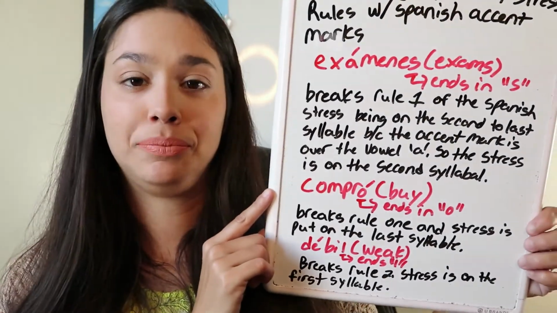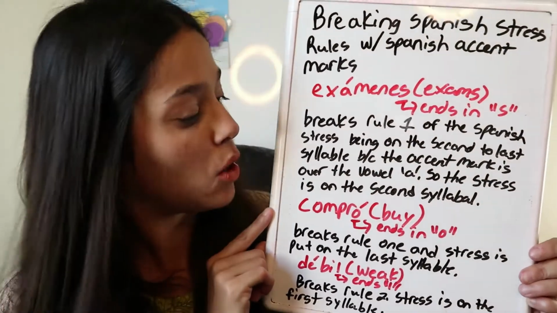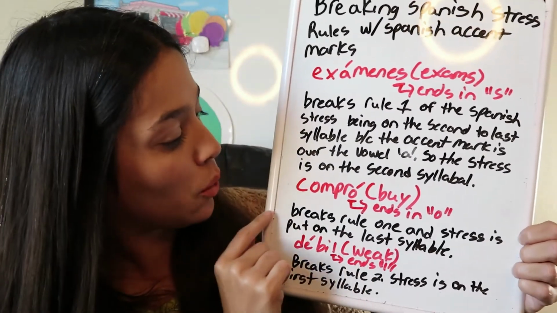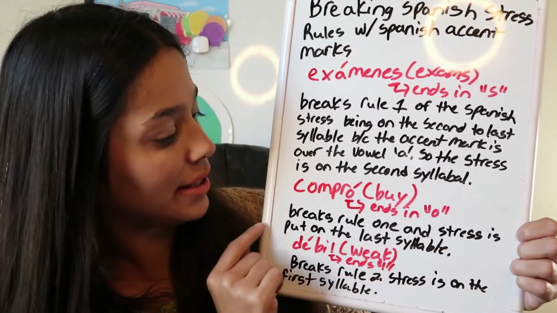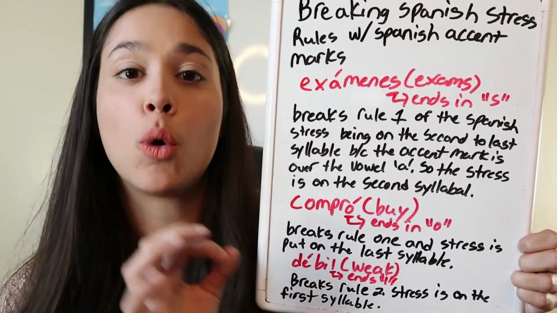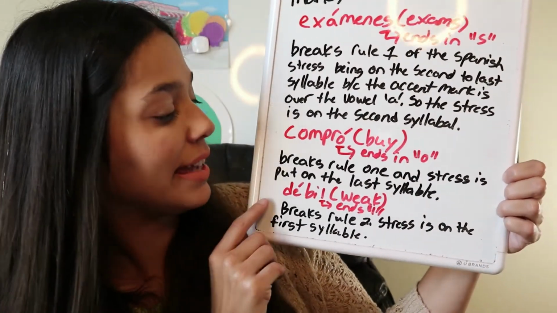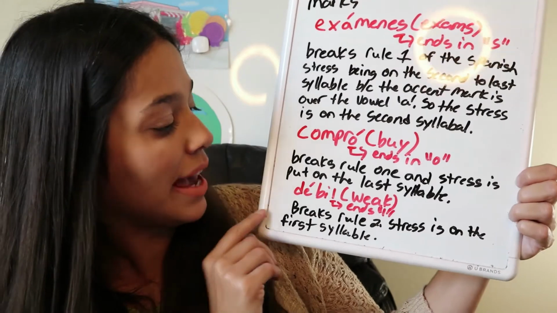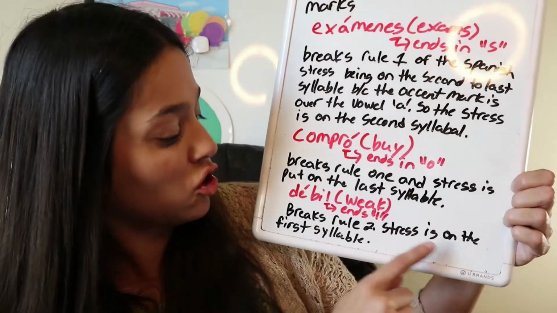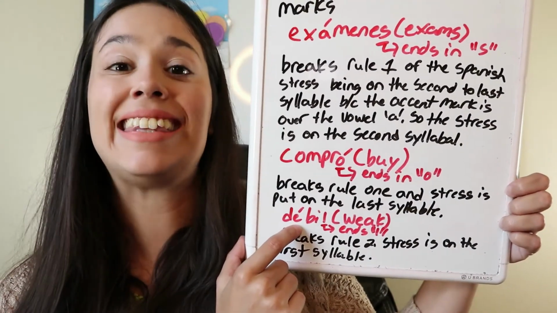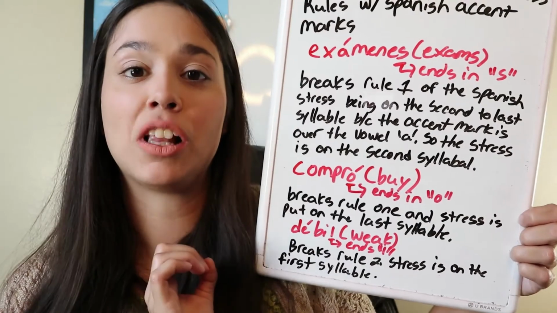Here's another example. The word compró, which means bought. It ends in a vowel O. So it breaks rule 1 and the stress is put on the last syllable. Compró. Very good. And then we have our last word here, débil, which means weak. This breaks rule 2 because the stress is on the first syllable. We see the accent mark is over the E. Débil. So the stress is on the first syllable. Débil. Great job! Now let's review our 10 new learned words from today's lesson.